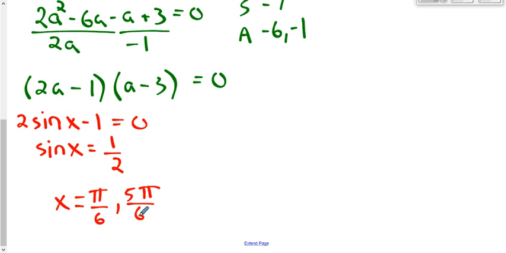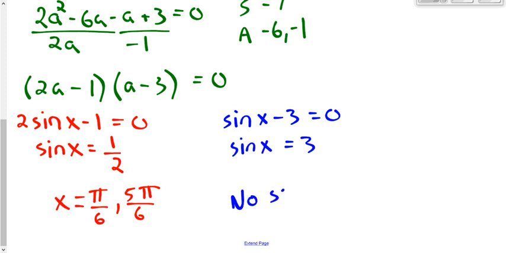Our second case occurs where sine x minus 3 equals 0. We add 3 to both sides. Now there's no solution here. So remember that sine only has a range of negative 1 to 1, and this doesn't fall in it.